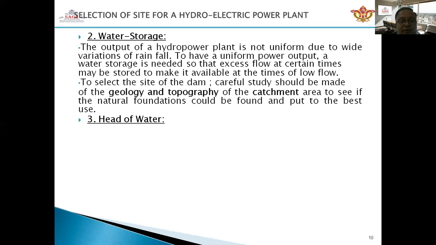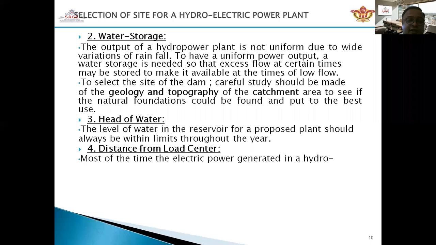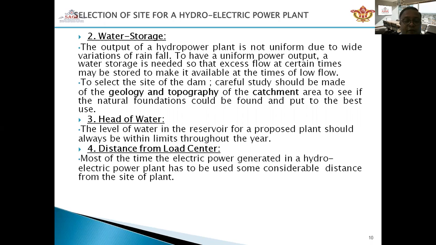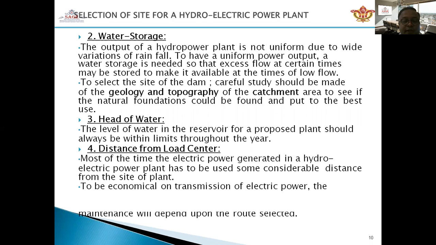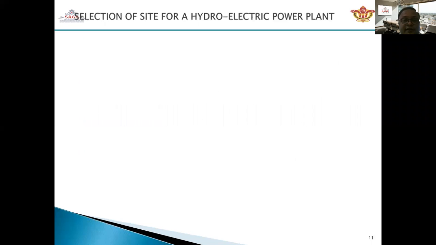Third is the head of the water. The level of water in the reservoir for a proposed plant should always be within limits throughout the year. Fourth is the distance from the load center. How much distance would be required from the load center will be specified. Most of the time, the electric power generated in a hydroelectric power plant has to be used some considerable distance from the site of the plant. To be economical, the routes and distance for transmission of the electric power should be carefully considered, since the cost of erection of the transmission line and its maintenance will depend upon the route selected.